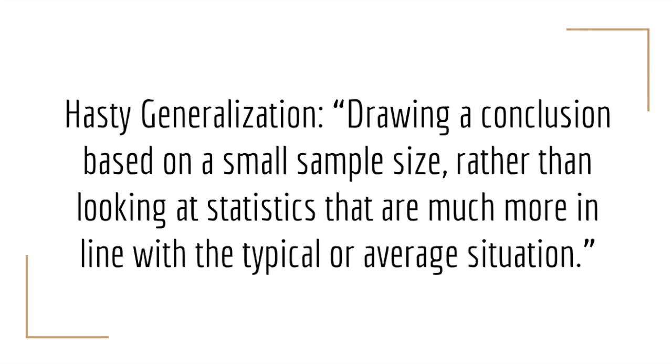Hasty generalization happens a lot, and we're all probably guilty of this one. It's kind of where stereotyping comes in, right? So this is drawing a conclusion based on a small sample size rather than looking at statistics that are much more in line with the typical or average situation. So if you think back to the example about Michael's English 102 class being awesome: there are a lot of classes at Shoreline, therefore they all must be awesome. That's a really small sample size. Based simply on my class, it'd be difficult to conclude that all classes are as awesome as mine.